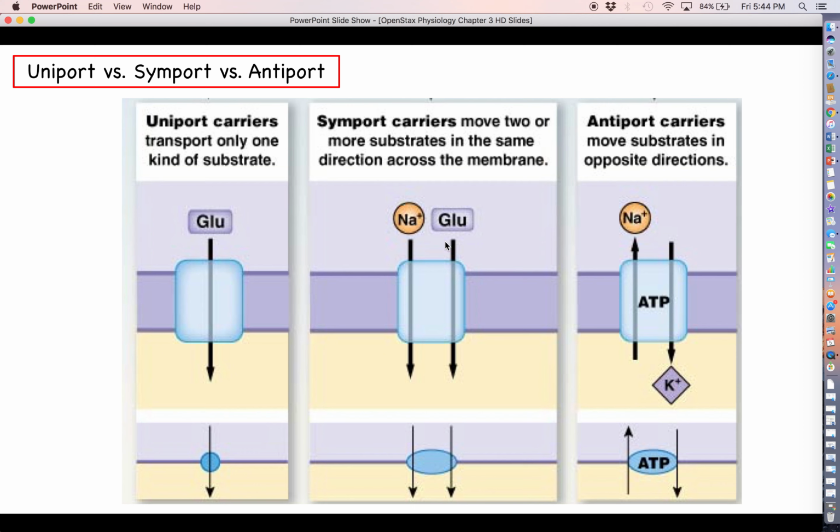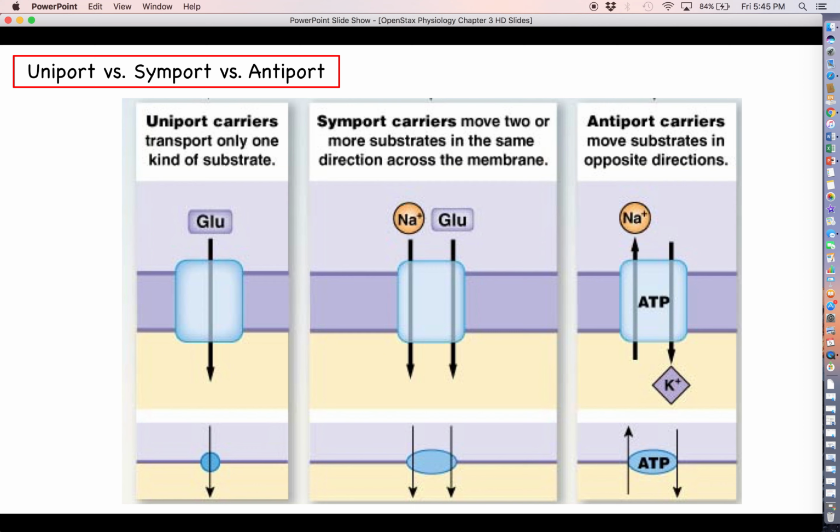The SGLT carrier, in which two solutes are moving through the transporter at the same time and in the same direction, we call that a symport carrier. The prefix sym refers to on the same side. So because sodium and glucose are on the same side and they move through in the same direction, we call it symport. In the case of the sodium-potassium pump, that is an example of what is called an antiporter.